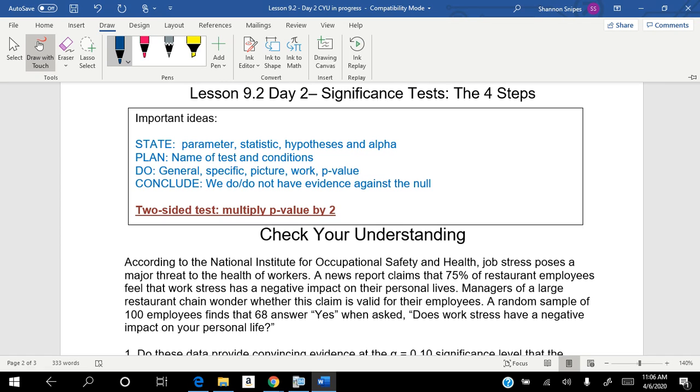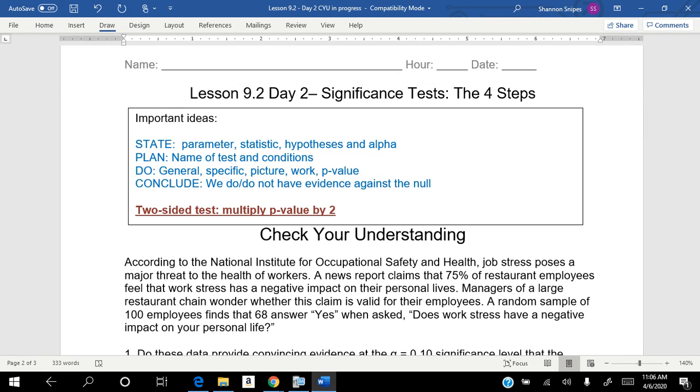We want to always name our test. So far we only have one test, and that is a one sample test for proportions, and we want to check our conditions. In your do step, you want to make sure that you put your general and specific formulas, your picture, that would be your normal curve with the shaded region of the probability you're looking for, the work, and then of course your p-value. And then your conclusion: we do or do not have evidence against the null. And remember, your conclusion has to have three parts.